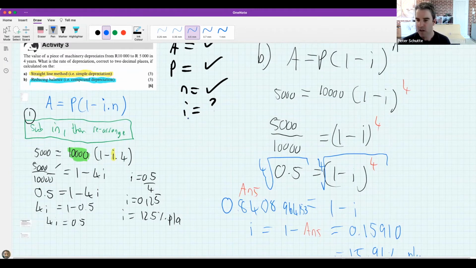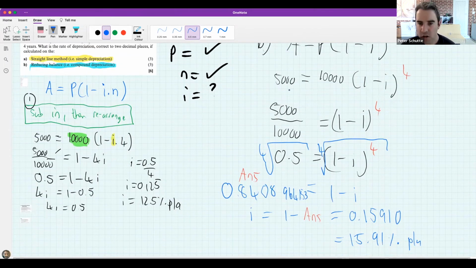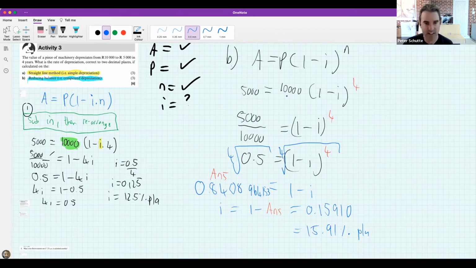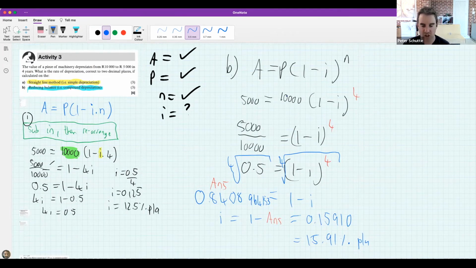Yes, it is. Okay. Are there any questions or comments about the difference? It's a little bit harder to find the depreciation rate when it's in the reducing balance method. You have to use the root form or the power on the same side. The basic idea is there. Okay. I like it, Gabisile. I like it.